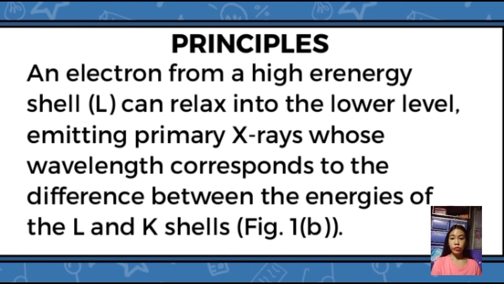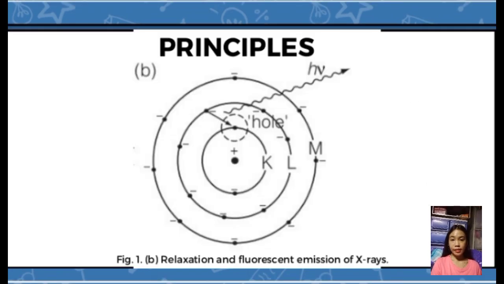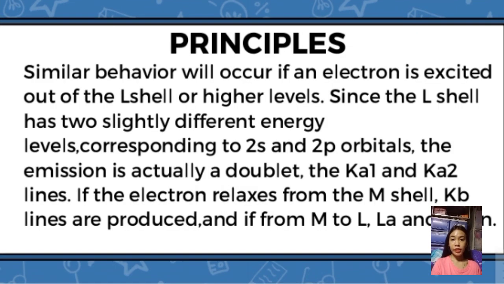After the ejection of the inner electron, an electron from a higher energy shell, in this case the L shell, can transition down to fill the vacancy left by the K-shell electron. As this transition occurs, energy is released in the form of primary X-rays. The wavelength of these emitted X-rays corresponds to the energy difference between the L and K shells, illustrating a fundamental principle of quantum mechanics. You can see it in Figure 1b.